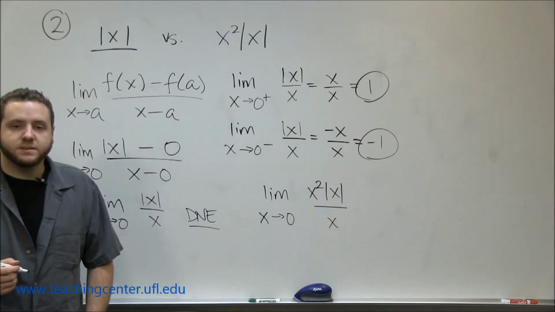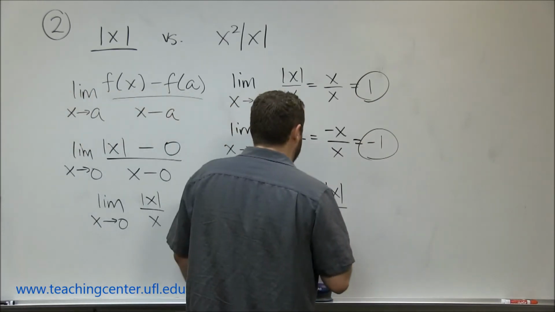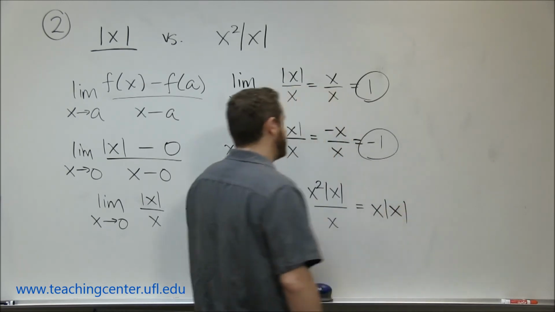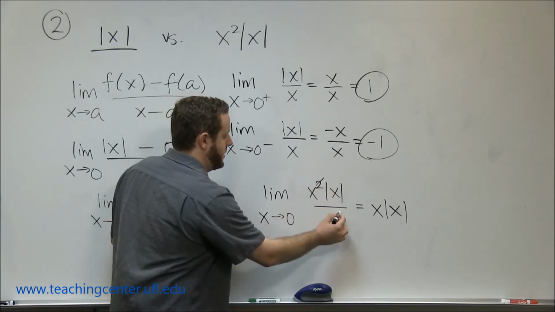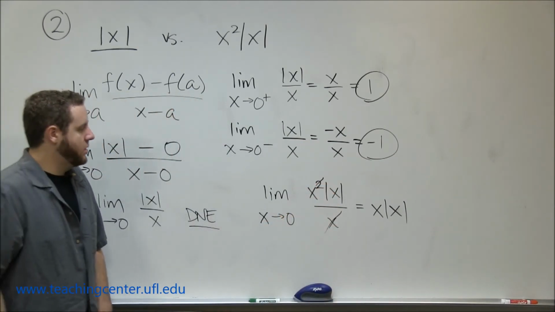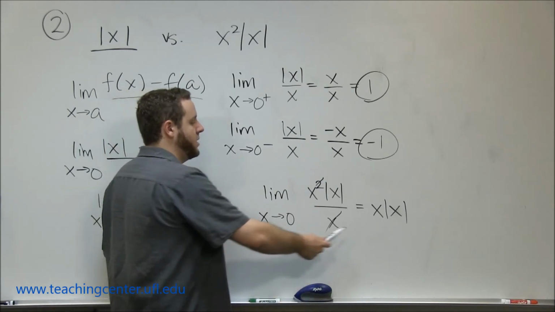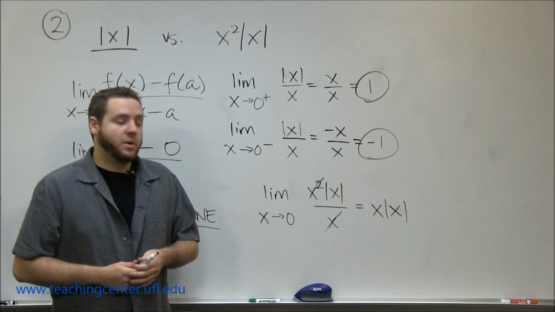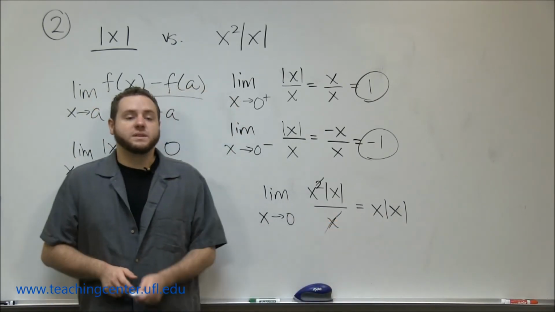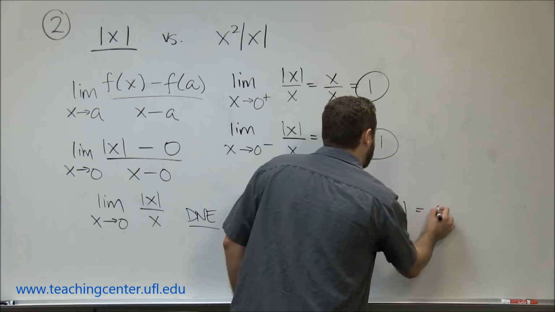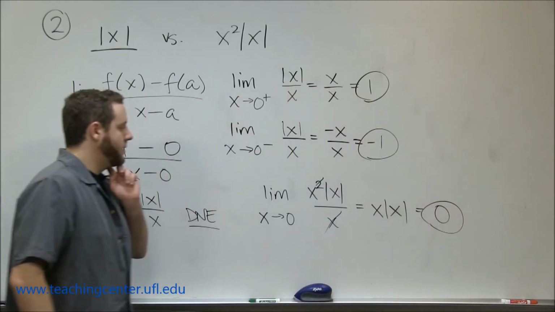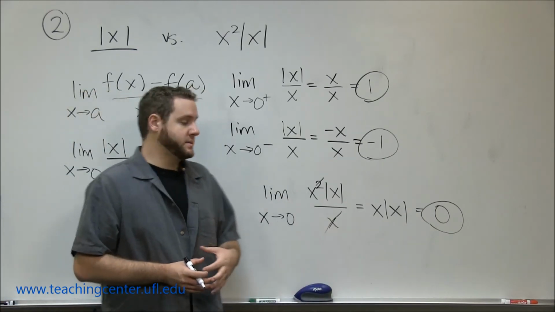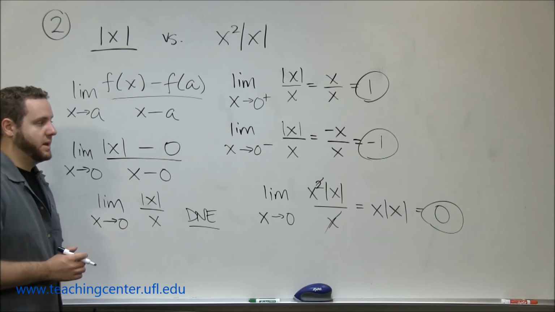One of the x's in the numerator can cancel out the one in the denominator. So this is just x times absolute value of x. Now when we take the limit as x approaches 0 of this function, there's nothing that's making that indeterminate. So we can just plug in 0, and if you plug in 0, you get 0. So this limit is actually just 0. Again, we don't have to do the left and right sides because we didn't get anything that was indeterminate in the first place.